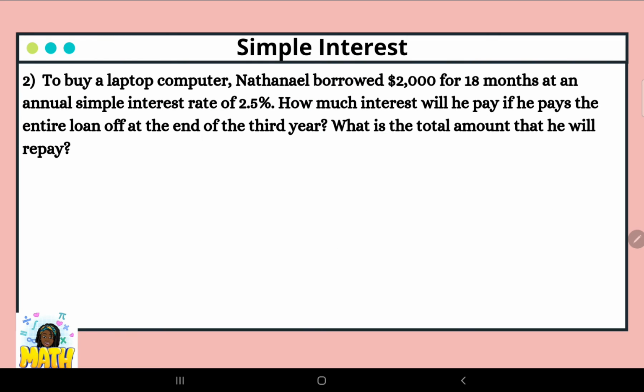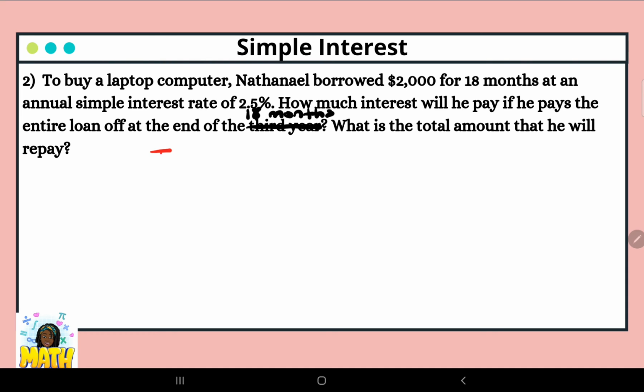To buy a laptop computer, Nathaniel borrowed $2,000 for 18 months at an annual simple interest rate of 2.5%. How much interest will he pay if he pays the entire loan off at the end of the 18 months? What is the total amount that he will repay?